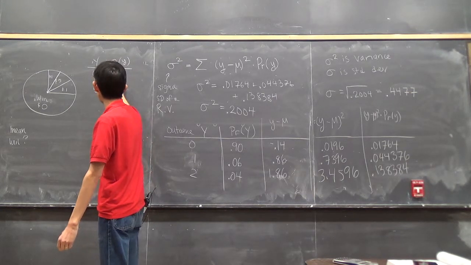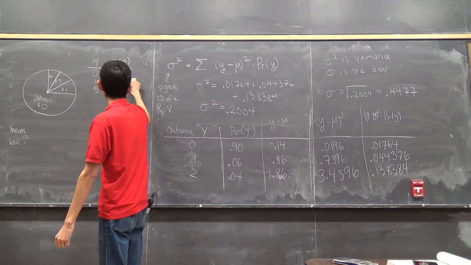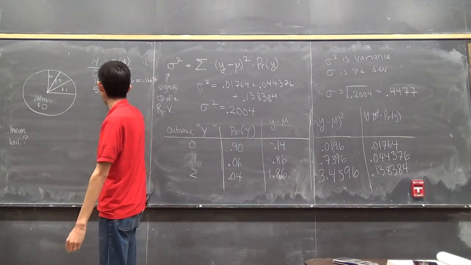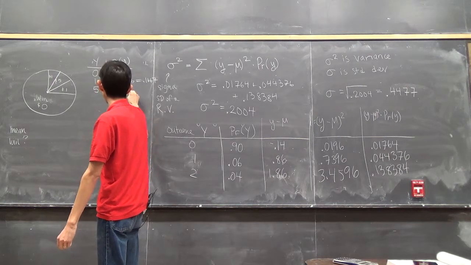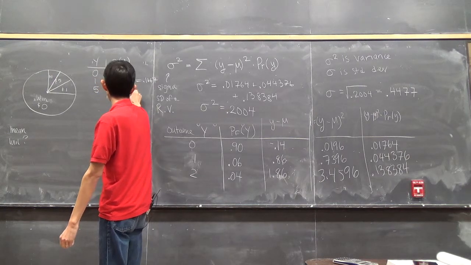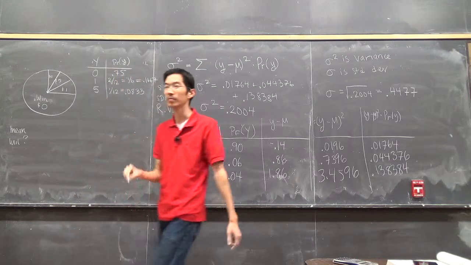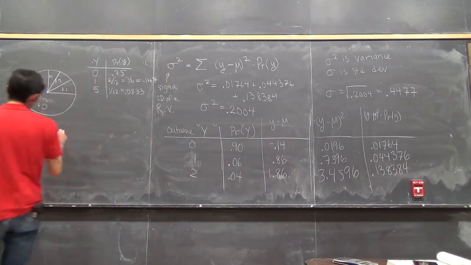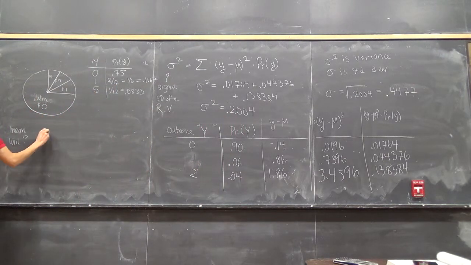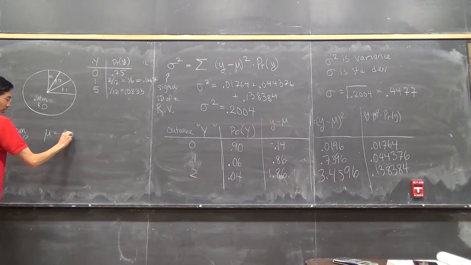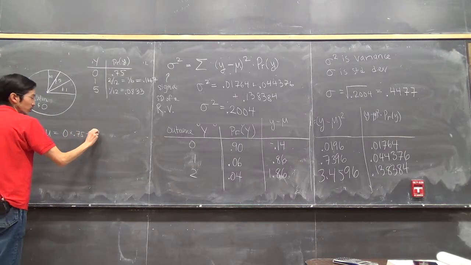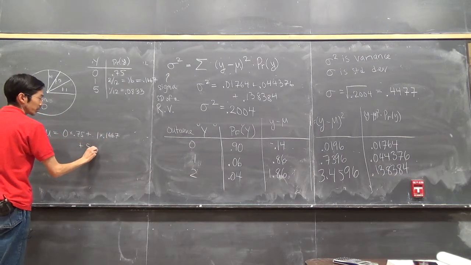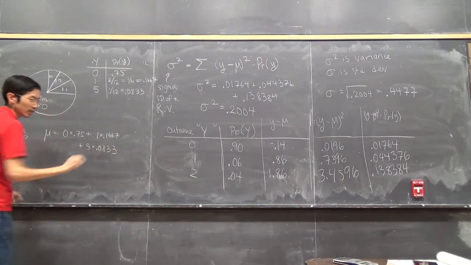1/6, 2 out of 12. So 1/6, or 0.1667. And then over here, getting 5 would be 1 out of 12, 0.0833. Is that okay? And so the mean you would win would be 0 times 0.75 plus 1 times 0.1667 plus 5 times 0.0833.